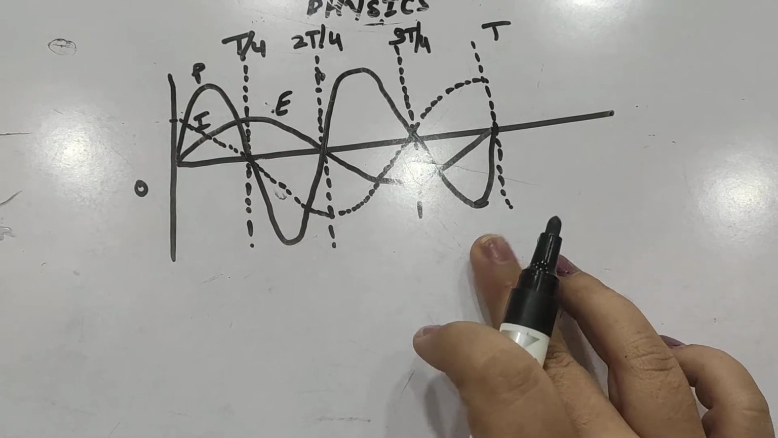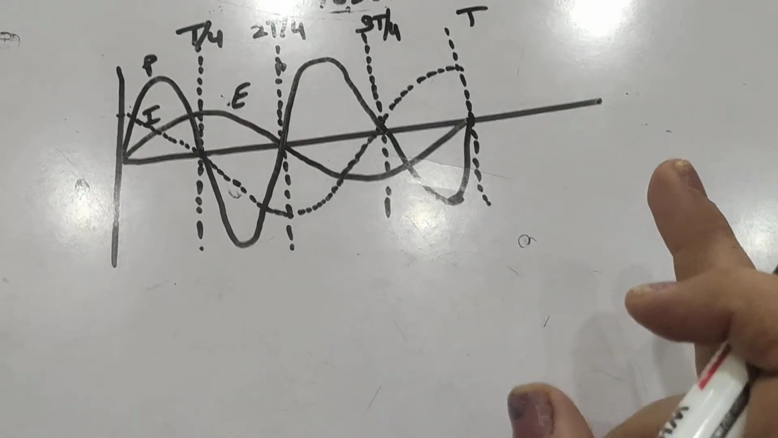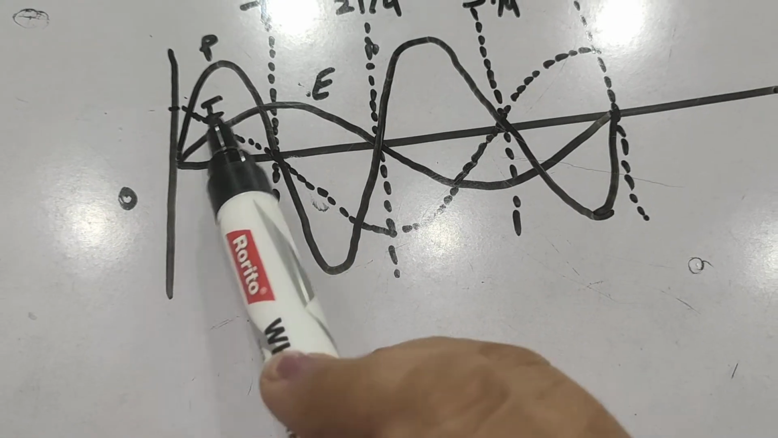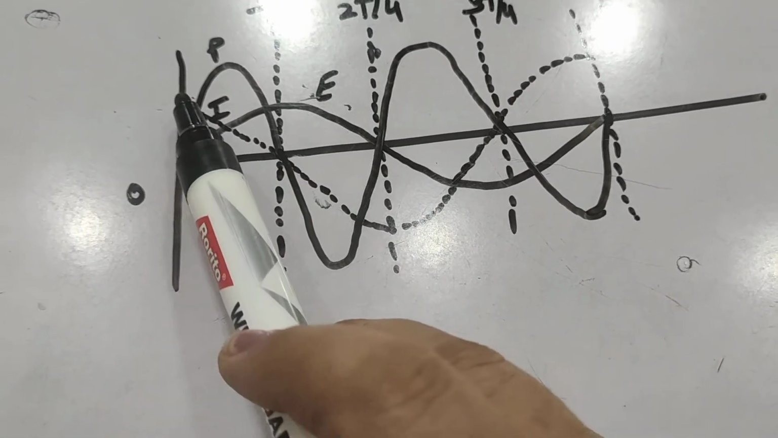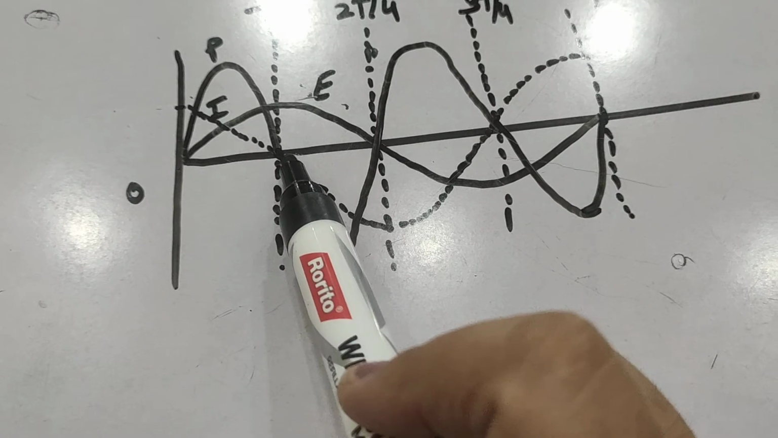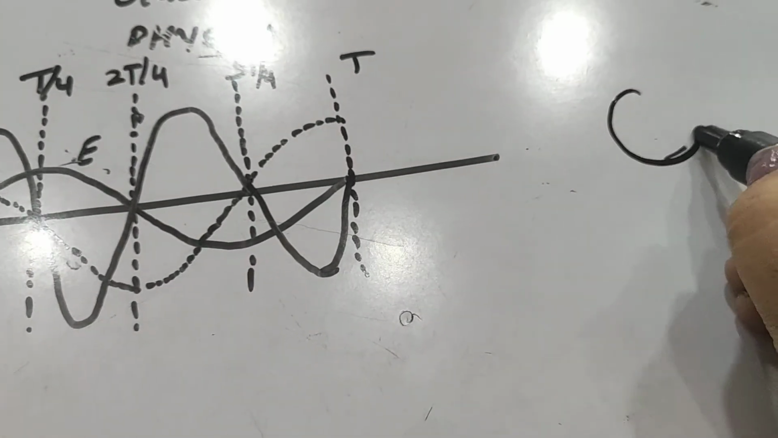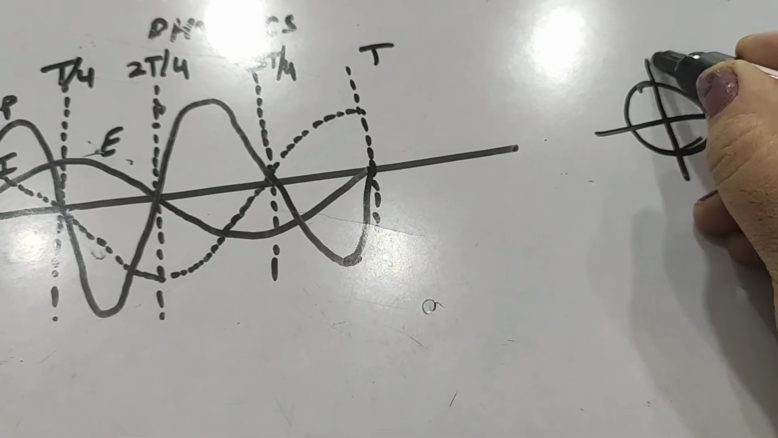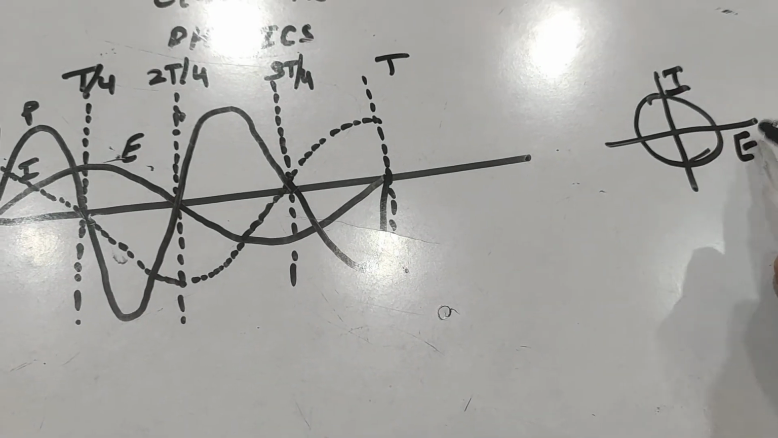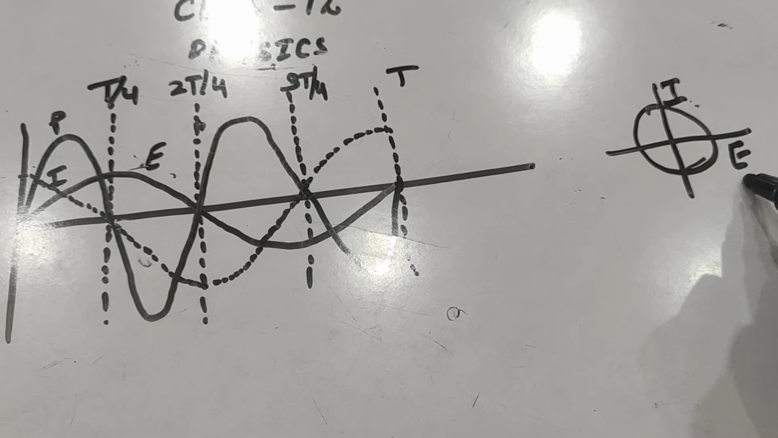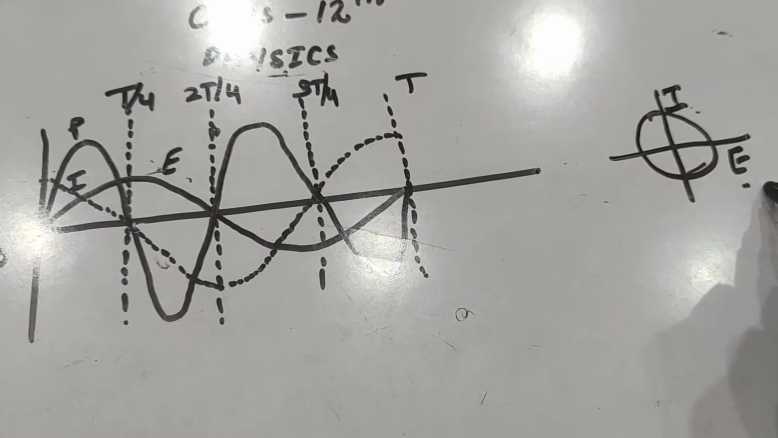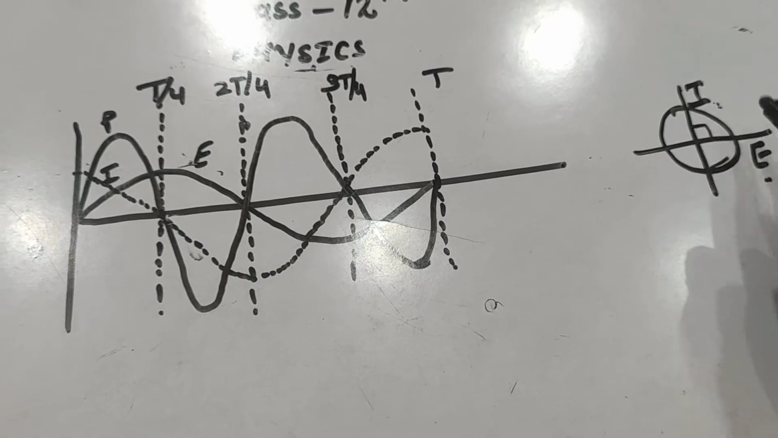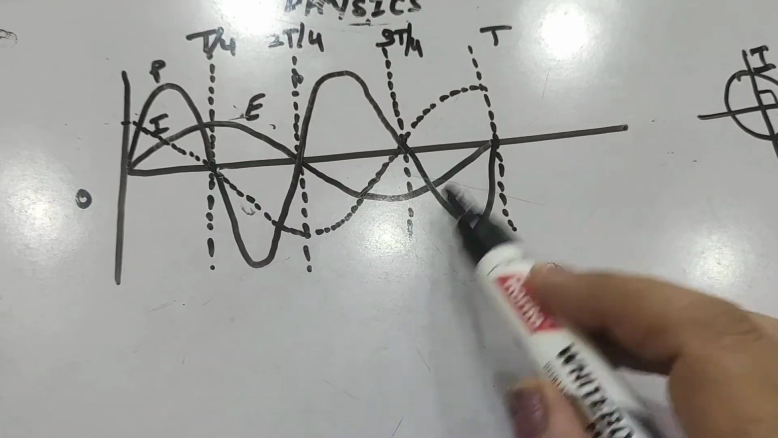Now we know that the current is leading the EMF by pi by 2. So we have drawn here the diagram. You can see that EMF is starting from mean position, so I is starting from maximum position. Just like in the previous case I have explained, in case of circular motion, now I is at mean position and EMF is at maximum position. So here you can see that current I is leading EMF by pi by 2. So the graph is just like this.